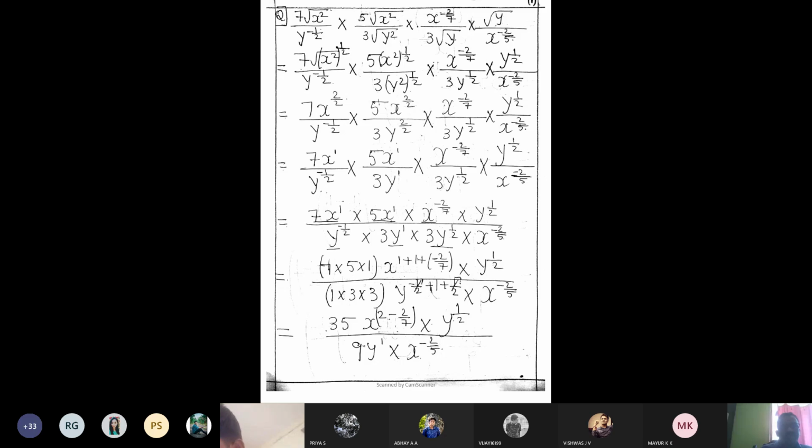What's the next step that you're supposed to do? After taking the sixth law into account and simplifying that, apply that a to the power of m to the power of n law, a power m whole power n. Which is that law? Fourth law. Yes, apply fourth law, and if you apply fourth law, you will get this third step.